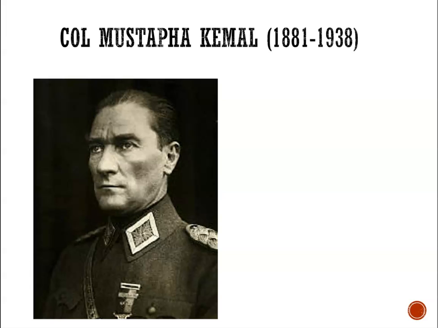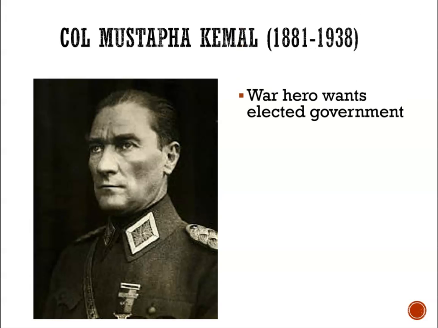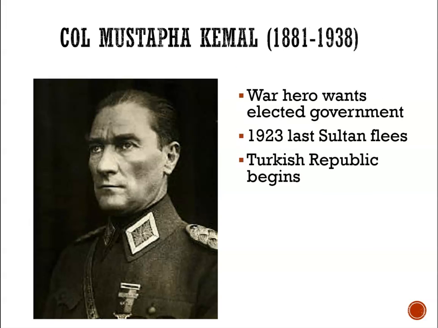Now, in the area that we would call Turkey today, they didn't have many heroes from World War I, but Mustafa Kemal is one of them. He's a war hero. He then becomes involved in this idea of creating a Turkish state. When the last sultan flees in 1923, the Turkish Republic begins. And the organizer, the founder, we might say, he's sometimes called the George Washington of Turkey, is Mustafa Kemal.